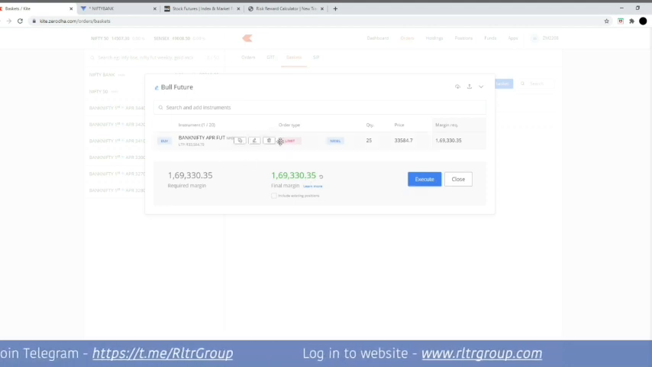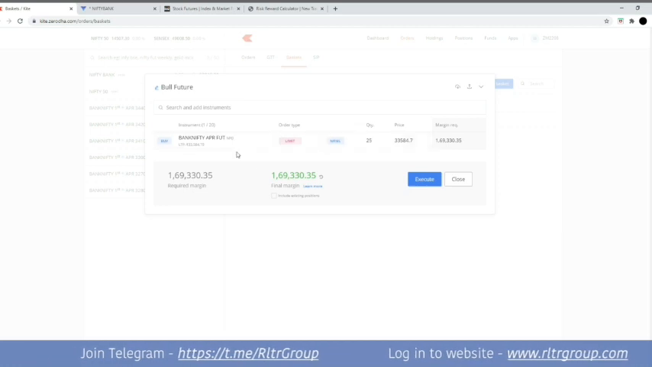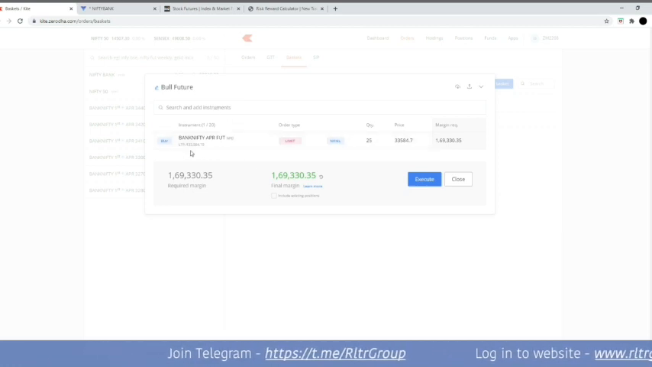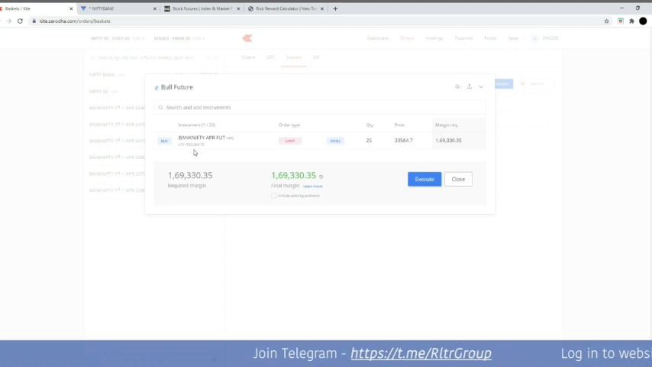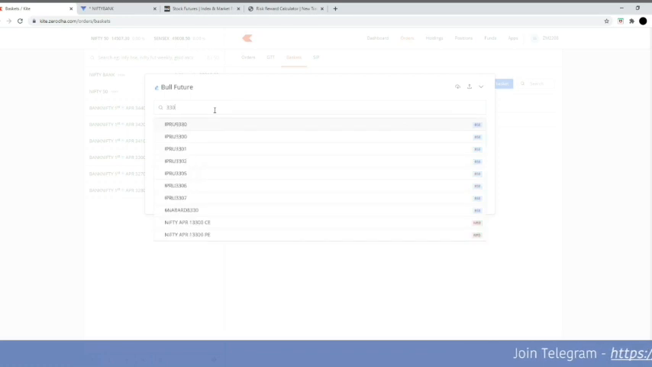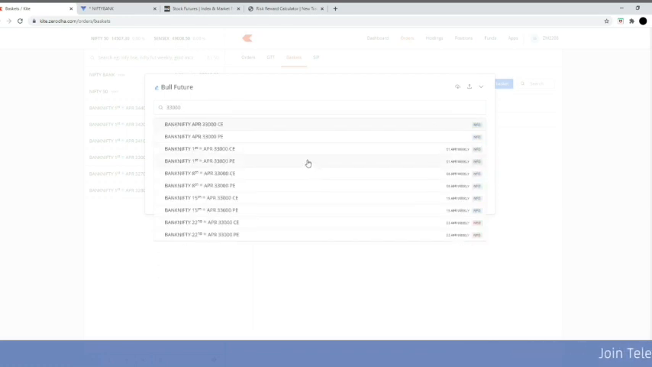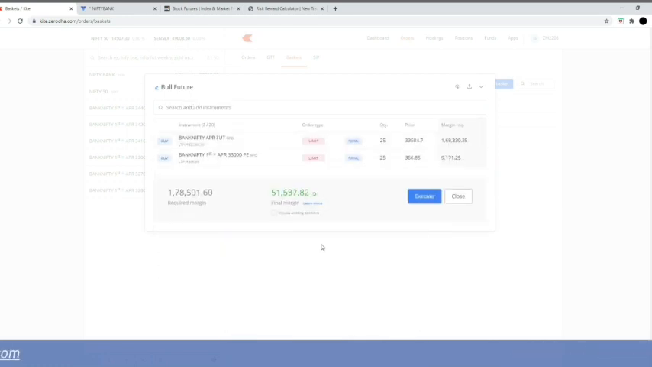So what you're going to do is hedge this with a certain position. If the market is trading around 33,584, that is the future price, I'm going to protect this with a 33,000 put. And I'm going to add that right here. As soon as I add and protect myself with a 33,000 put, the margin is going to be reduced drastically over here.